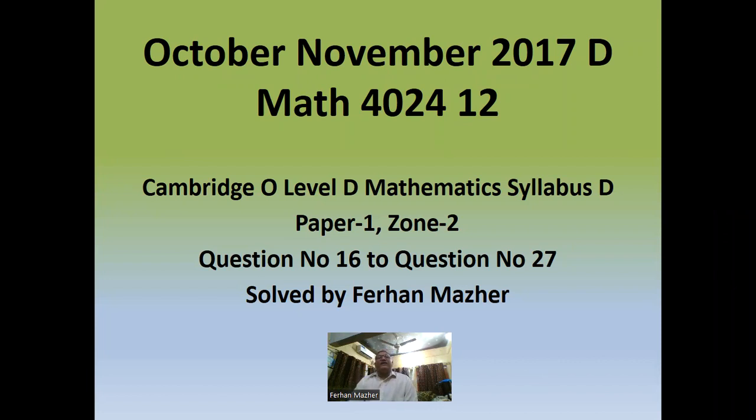Right now, I am with the 11th Cambridge class, and the subject we are studying is Maths 4024. Today, we have set our hearts to solve a Paper 1, and we have selected the October-November 2017 Paper 12. This Paper 1 belongs to Zone 2, or Variant 2.